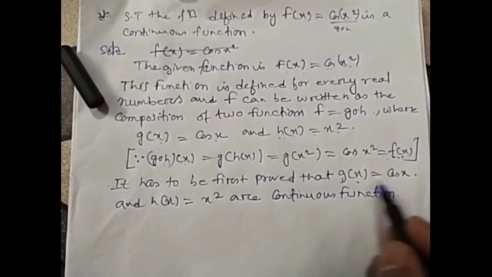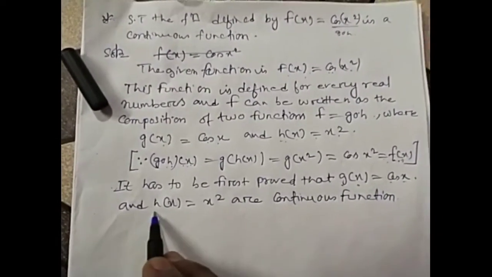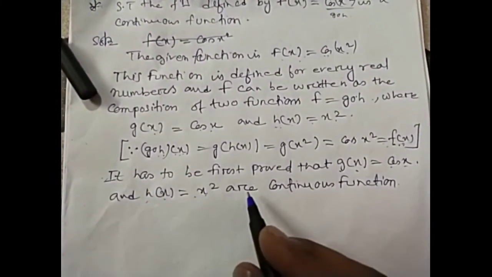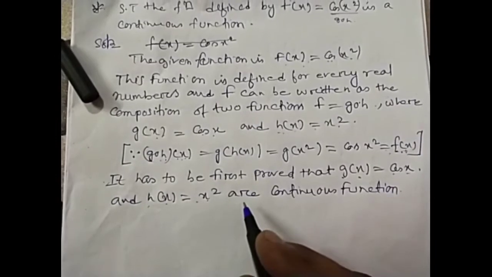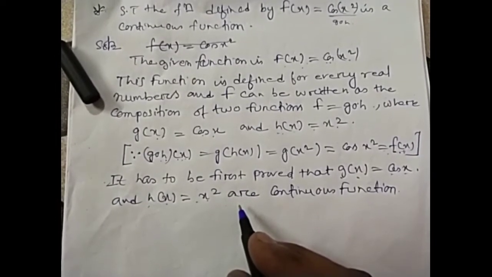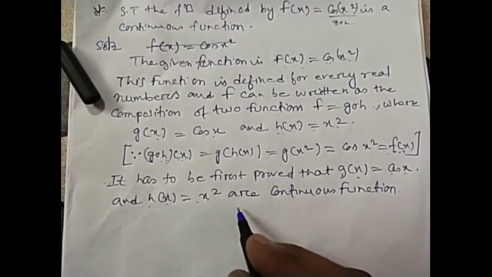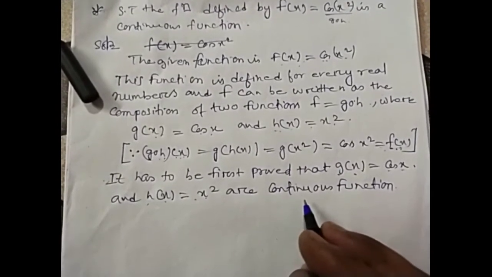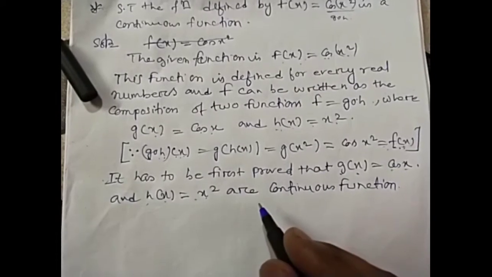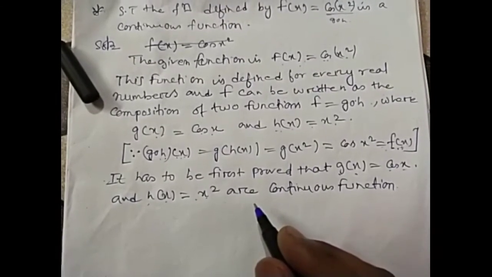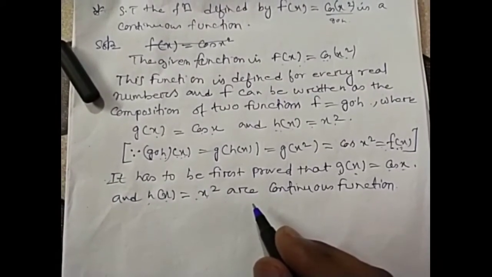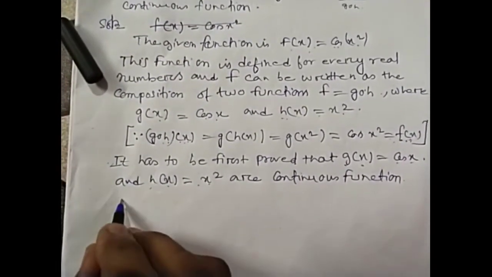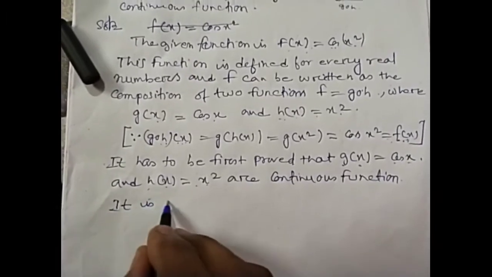If we can prove g(x) equal cos x is continuous and h(x) equal x square is continuous, then according to algebra of continuity, what will you get? What was the algebra of continuity? The third one: f into g is continuous at x equal c. If the functions f and g are continuous, then their multiplication is also continuous at the point c.